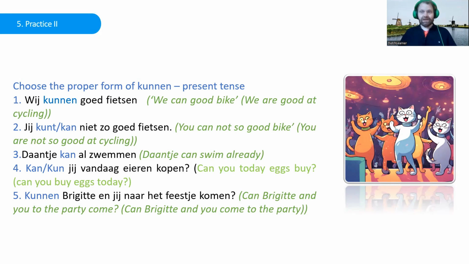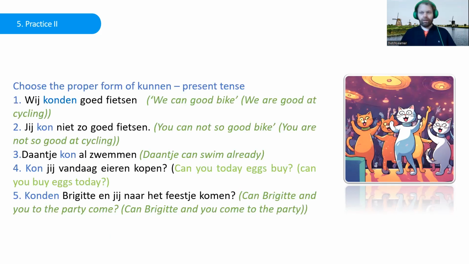Okay, next exercise. Let's try to put this now in the past tense. And here we go. So as you can see, the sentences, switch back for a moment. They didn't change, right? They stayed the same. We only changed kunnen or kan or whatever we had to the past tense. Meaning, for plurals, it became konden, wij konden. And number 5, konden Brigitte en jij naar het feestje komen. And number 2, 3, and 4 became kon, because they're singular. That's it. That's how we make the past tense if we use kunnen as a hulpwerkwoord or auxiliary verb.